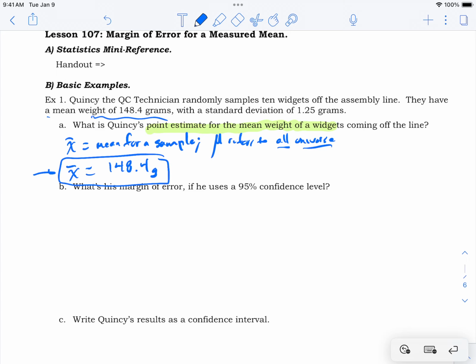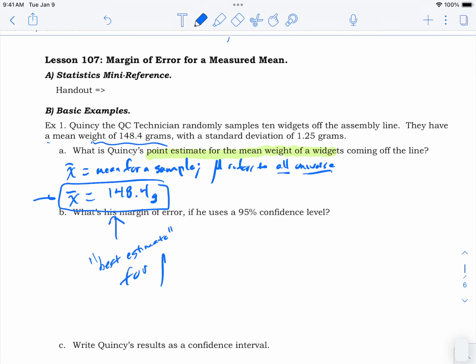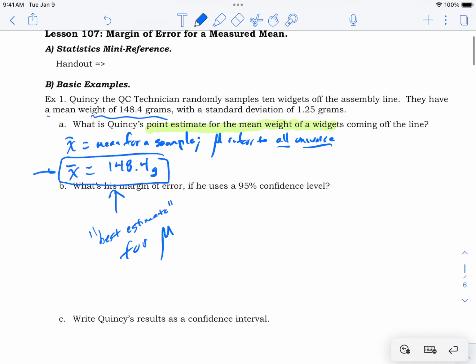What does this sentence mean? This is our point estimate. Means it's our best estimate. It's our best estimate for the actual true value. What is the mean weight of all widgets that have ever come off this assembly line and ever will come off this assembly line? That would be called mu. We're trying to figure out what that is. And right now we have an estimate because we took a sample. The sample just gives you an idea. It doesn't give you the final answer. So that's why we have these two different symbols.